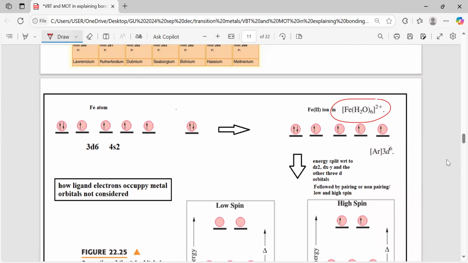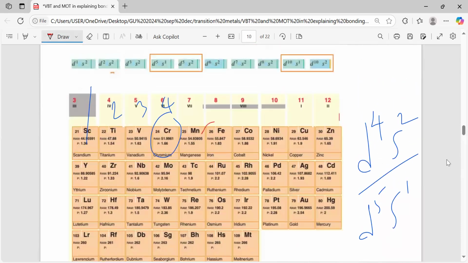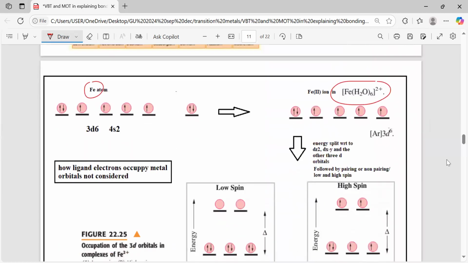The metal, Fe. So Fe is in which part of the periodic table? Fe is there. It is a D what? 1, 2, 3, 4, 5, 6. It's a D6, so it is D6S2. Okay, that is our Fe. So D6S2. That is what we have.